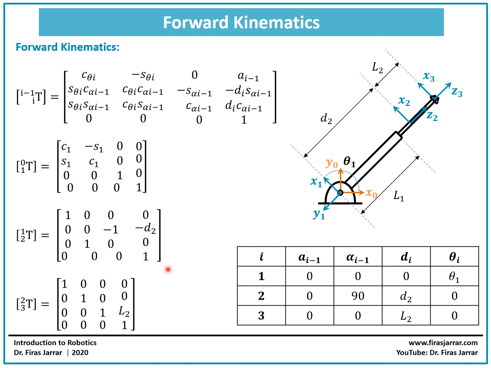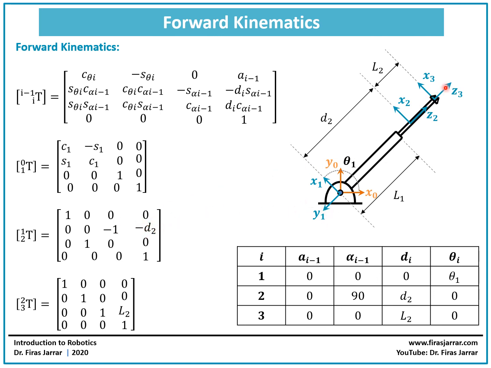Frame 2 with respect to frame 1, the orientation is a bit more complicated, because they have 2 rotations to reach from frame 1 to frame 2. However, when it comes to the origin, frame 2 is translated with respect to frame 1 by a distance of d2 in the negative y1 direction here.